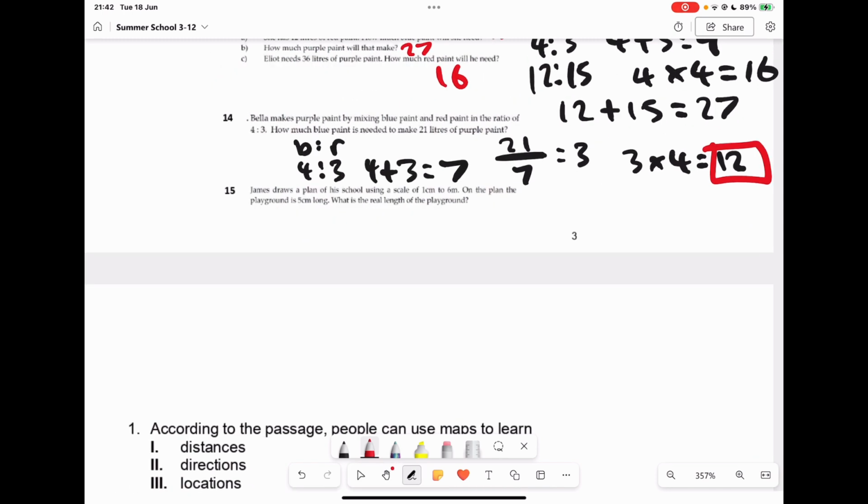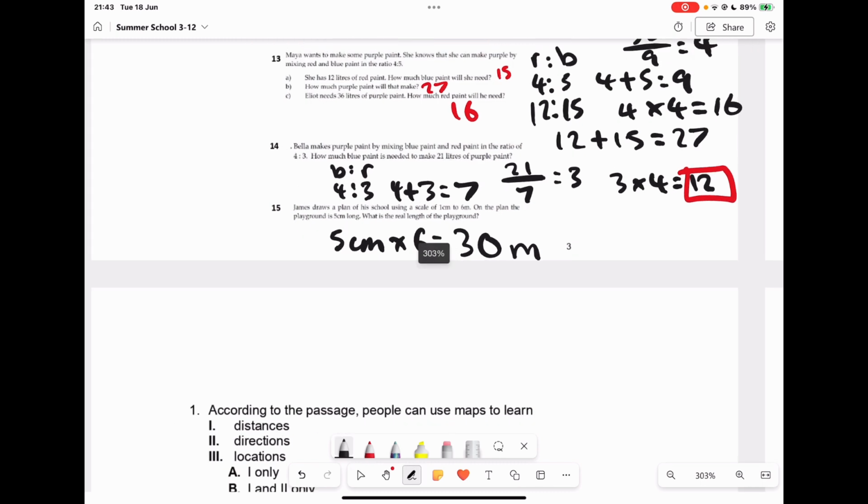Okay, James draws a plan of his school using a scale of 1 centimetre to 6 metres. Okay, we can just remember that. And then on the plan, the playground is 5 centimetres long, so what's the real length of the playground? So we do 5 centimetres multiplied by 6, which is equal to 30 metres, because for every 1 centimetre on the plan, there are 6 metres in real life, so 5 centimetres times 6 equals 30 metres.